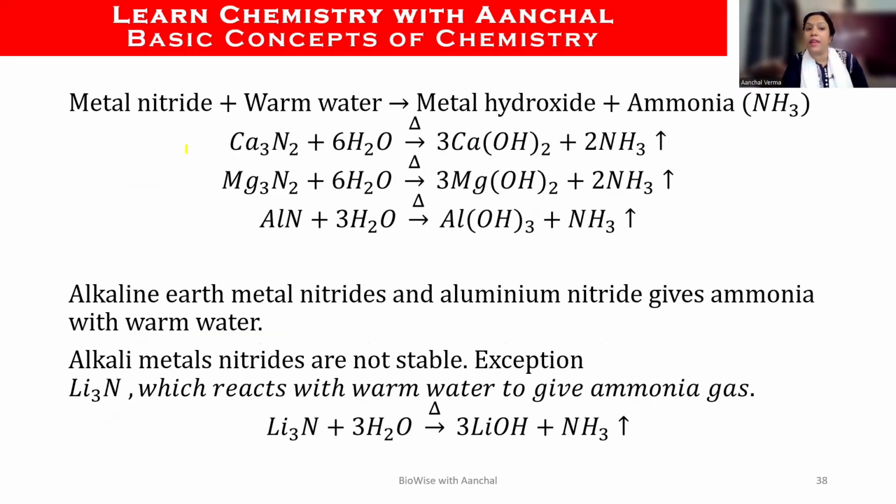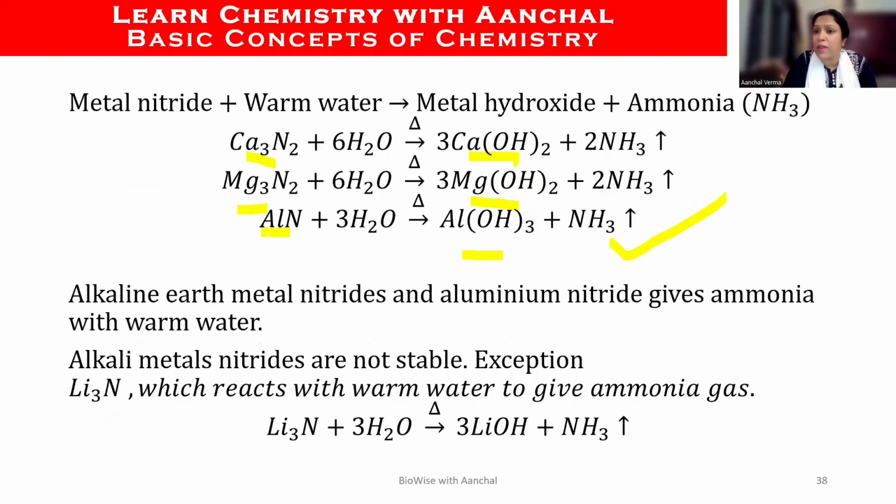Metal nitride when treated with warm water, then you have formation of metal hydroxide and ammonia gas. You can see here calcium nitride, magnesium nitride, aluminum nitride. When they react with warm water, they form their respective hydroxides and the ammonia gas. Correct. And alkaline earth metal nitrides, this is alkaline earth metals, that is group 2.